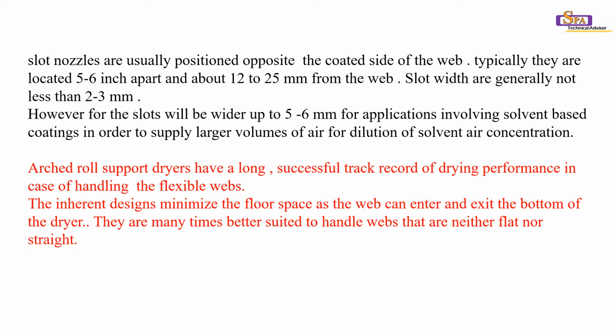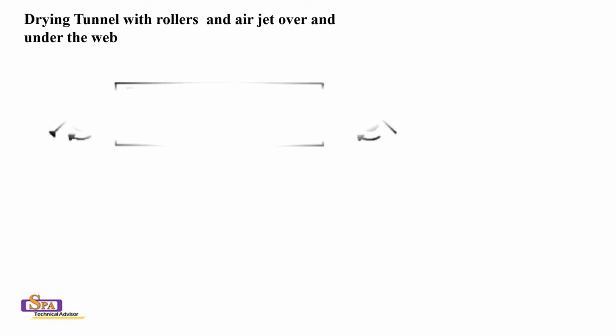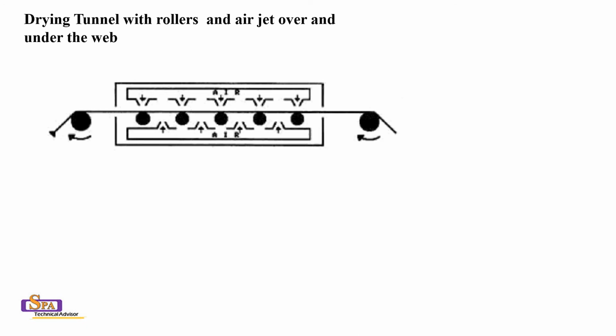Arch roll support idlers have a long successful track record. Drying tunnel with rollers and air jet over and under the web. Here you can see the idler rolls, the web, the hot air sprinkling nozzle on the top, as well as the hot air sprinkling nozzle at the bottom of the web also.